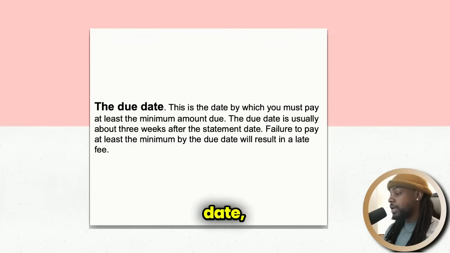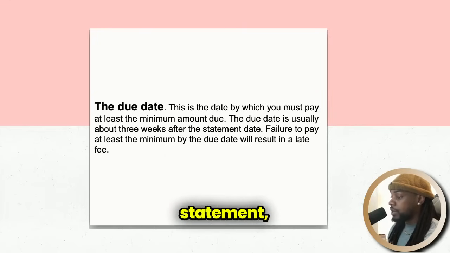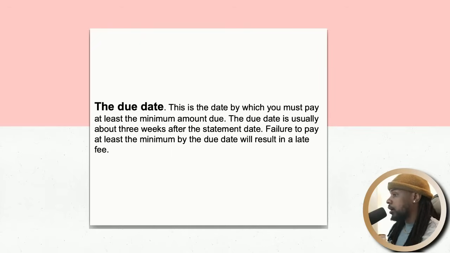Now, the due date, this is the date by which you must pay at least the minimum amount due. We'll talk about that and why you don't want to pay just the minimum. I mean, of course, because you don't want to get interest, but once I'm able to actually show you a statement, that will make a lot more sense. The due date is usually about 3 weeks after the statement cycle date, and failure to pay at least the minimum by the due date will result in a late fee, or if it's just the minimum and not the full amount, the full balance, then it'll result in interest.